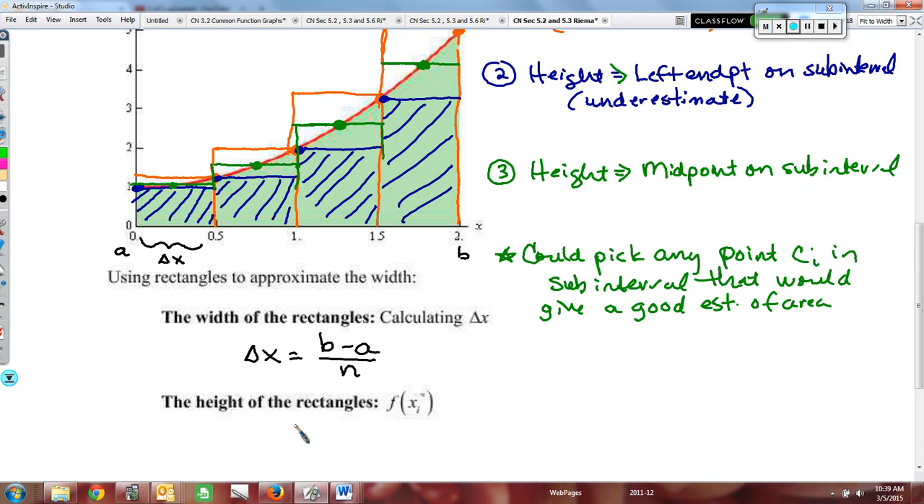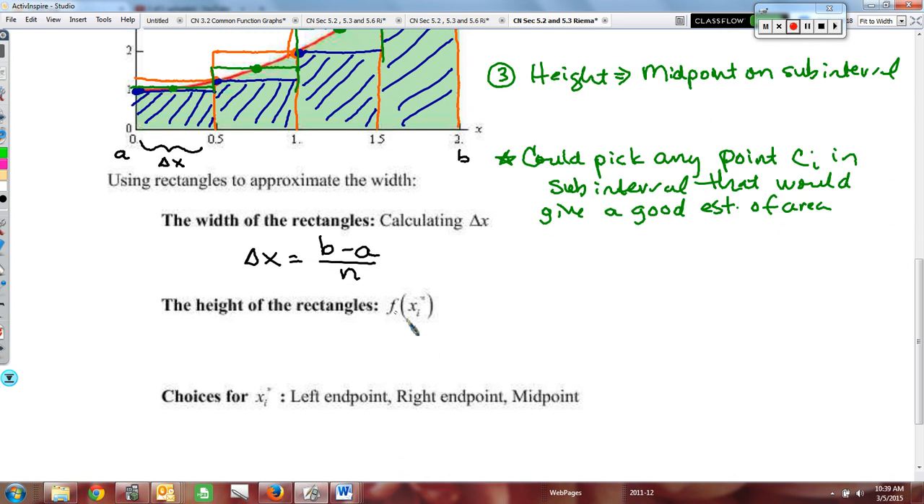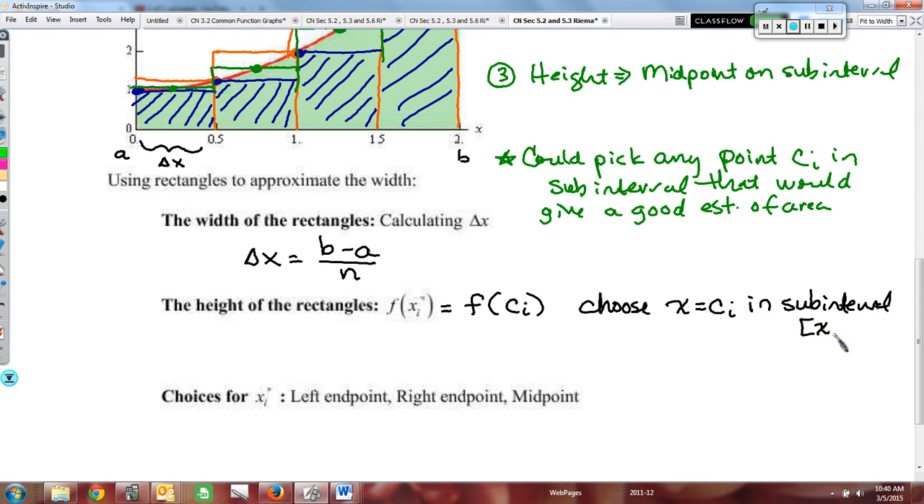And then if you think about the height of your rectangle, the height is nothing more than a point that lies on the function. And so you're basically finding the height by finding a function value at a certain x value. And like I said, I was using x sub i star, I'm actually going to start using f of c sub i because I think that makes more sense to you. You're going to choose an x equal to c sub i in your subinterval. And technically your subinterval would be usually x sub i minus 1 to x sub i.